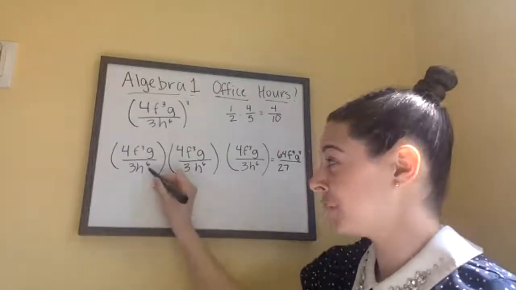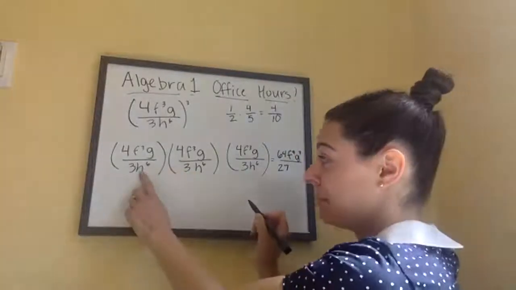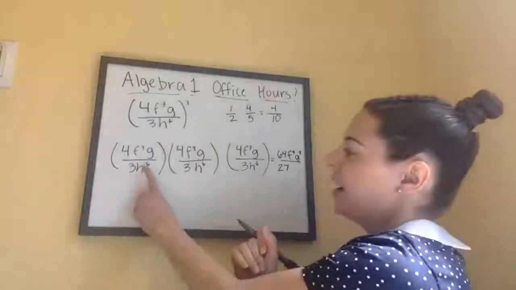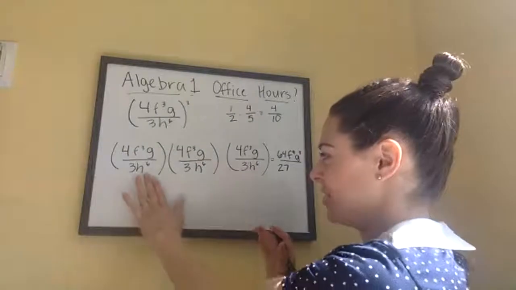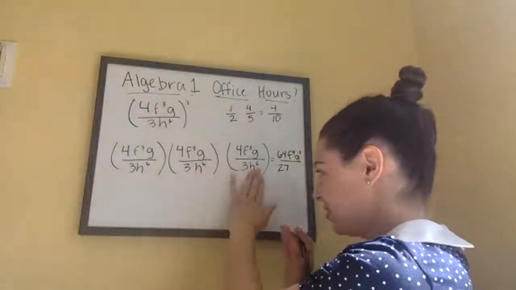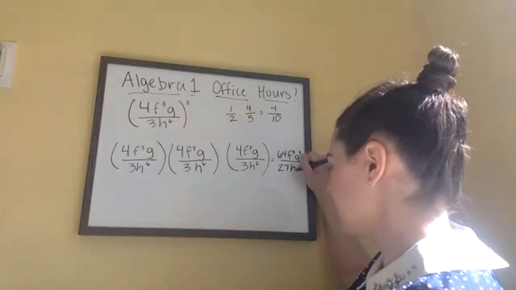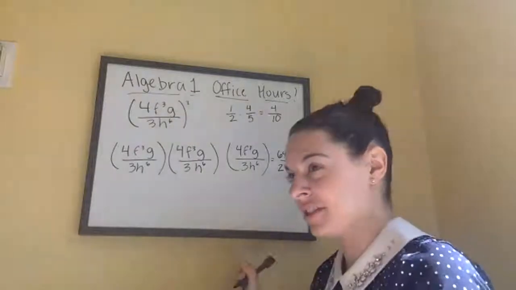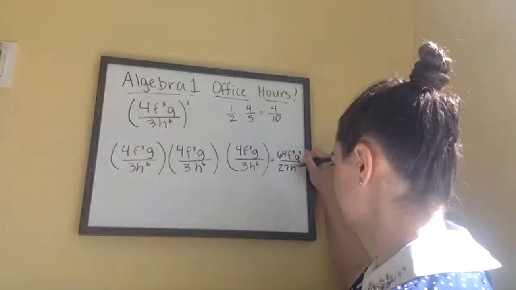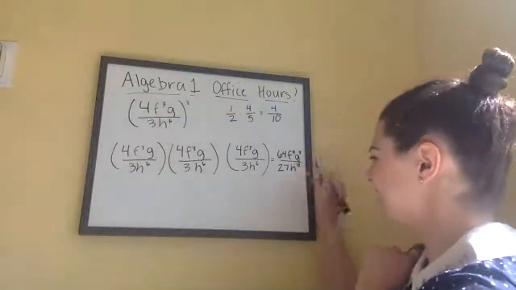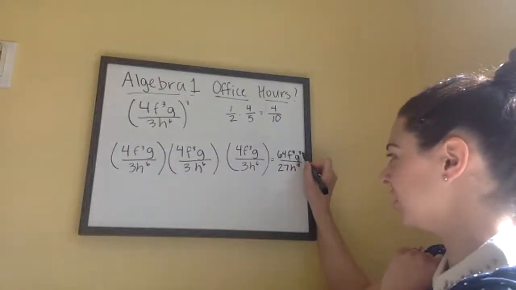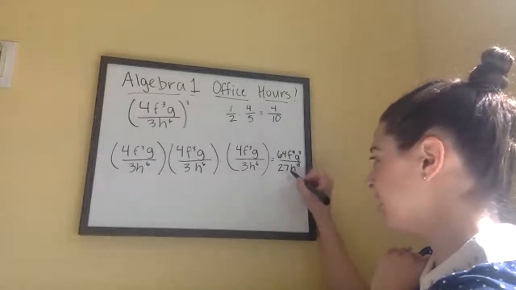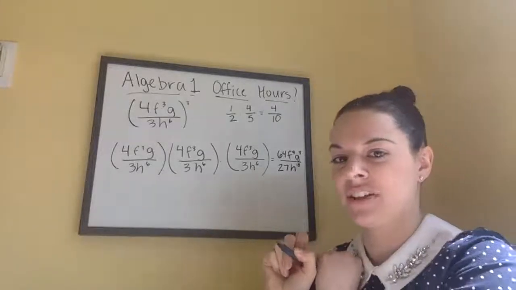Hopefully you remember, when you're multiplying something that has the same base, or the same letter, with exponents, you have to add those exponents together. So h to the 6th times h to the 6th times h to the 6th, that's h to the 6 plus another 6 is 18. Okay? I don't know if you can see this, but the final answer is 64 f to the 9th, g to the 3rd, all over 27 h to the 18th. That's the final answer for that one.